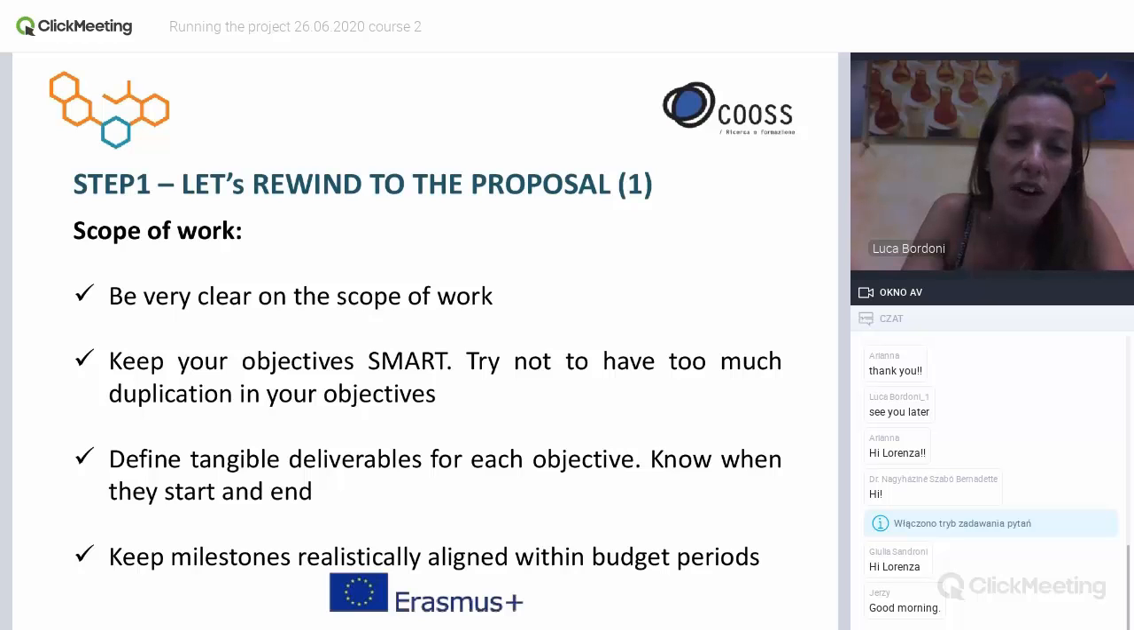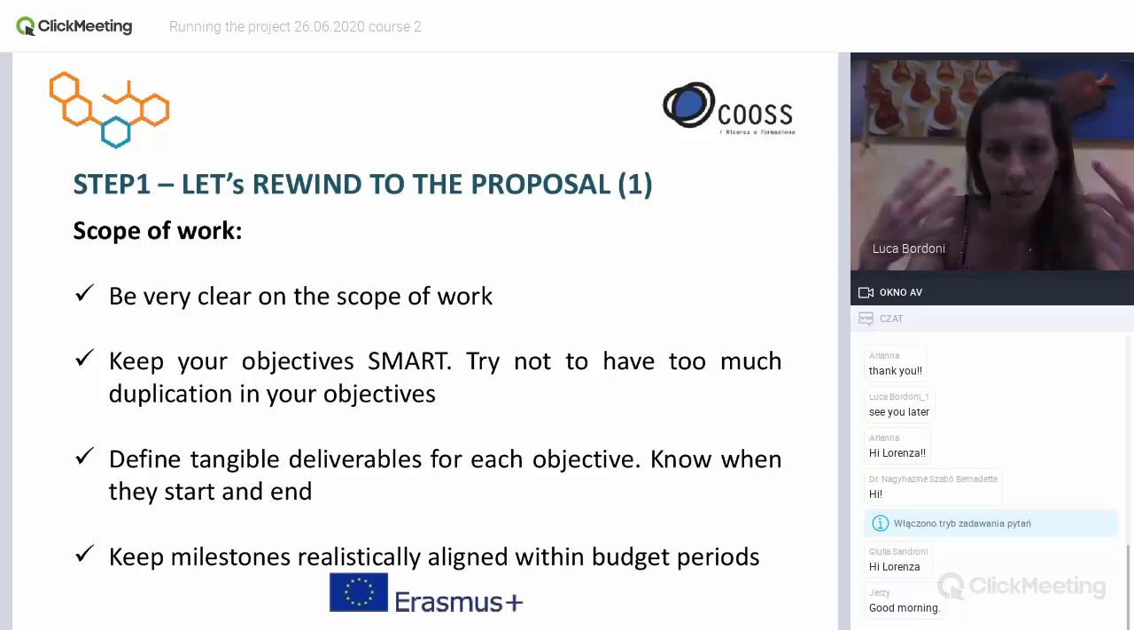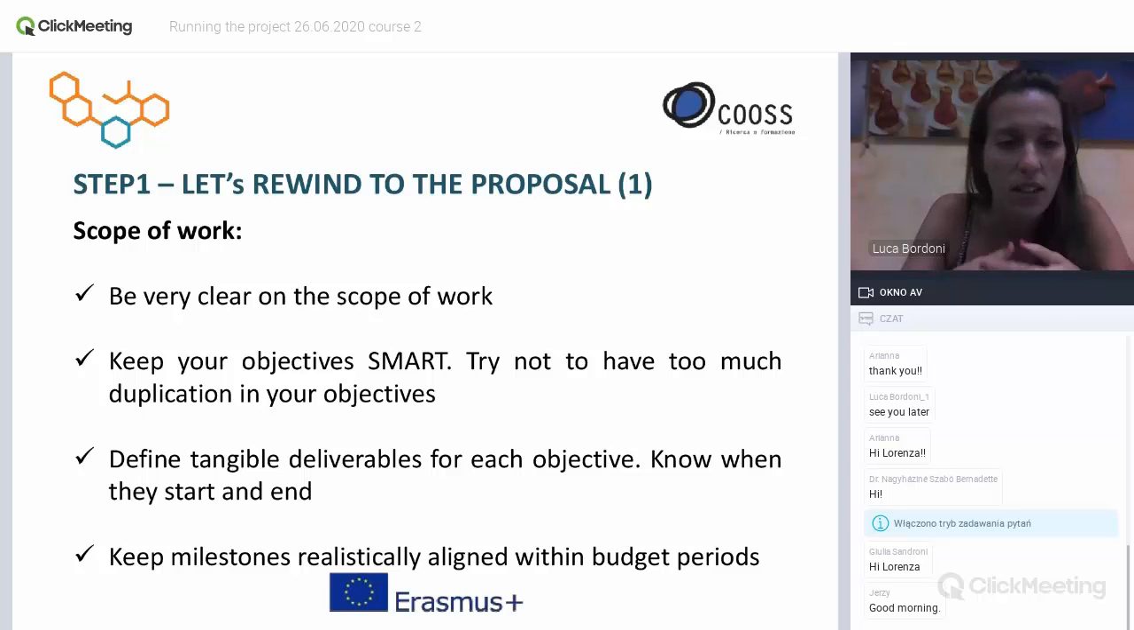Define deliverables for each objective. They are already defined in our project, but we have to remind ourselves of all of that in order to arrive at the kickoff with a really clear idea. And keep milestones realistically aligned with the budget period and also with the budget the body who has funded our project has approved.